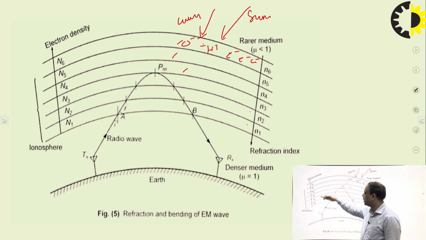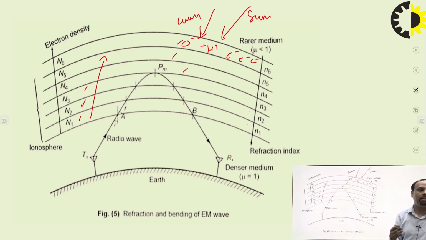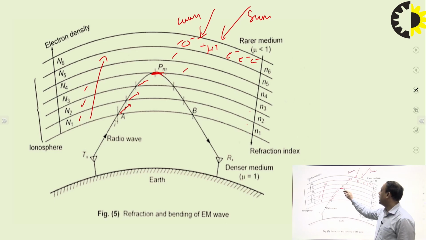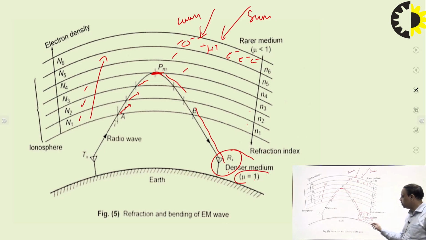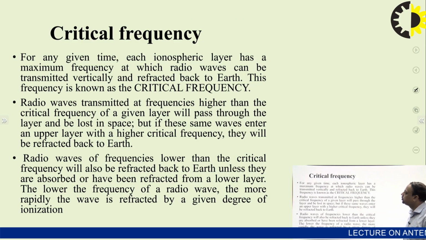These are the different layers having different electron densities. The electron density increases in this way. So as the wave enters the ionosphere, due to the increase in electron density, the medium gets rarer and rarer, and the wave starts going away from the perpendicular in this way. At that point it undergoes total internal reflection and comes back to the denser medium, to the receiver over here. We consider mu equal to 1 in the case of the atmosphere; it is equal to 1 only.